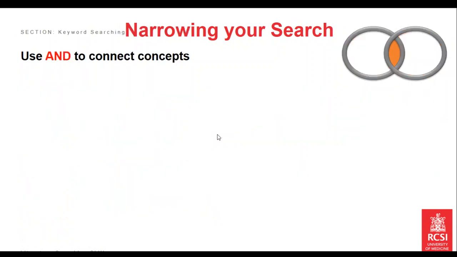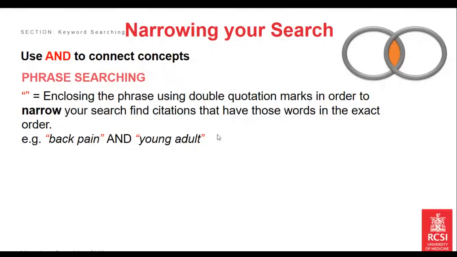If you want to narrow your search, that's where you're finding too much information and you want to get fewer results. So there are ways to do that as well. One is to connect the different search terms you're using with AND, to find the orange area where it intersects there. And there are other ways to narrow or reduce your search results.